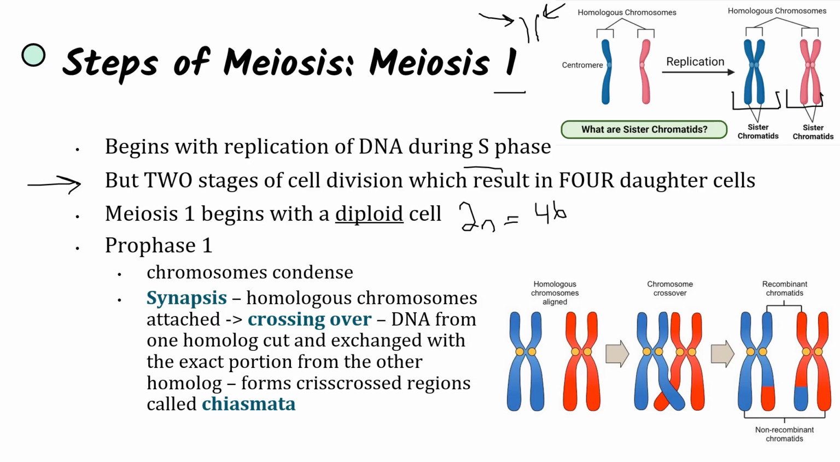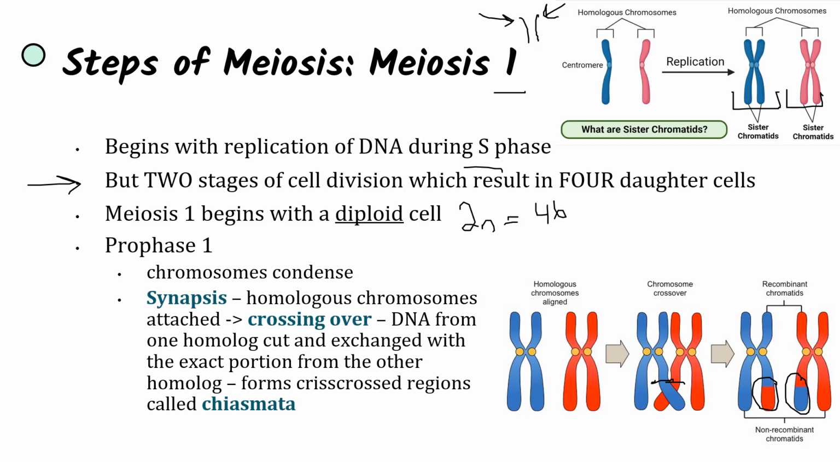During prophase 1, which is part of meiosis 1, the chromosomes condense so we can distinctly tell each chromosome, and we have what's known as crossing over. These homologous chromosomes, each with two sister chromatids, are attached in synapsis, and then crossing over happens, which is when DNA from one homologous chromosome is cut in exchange with the exact portion from the other one. That forms crisscross regions known as chiasmata. So here at crossing over, this portion of each homologous chromosome is cut off and swapped.